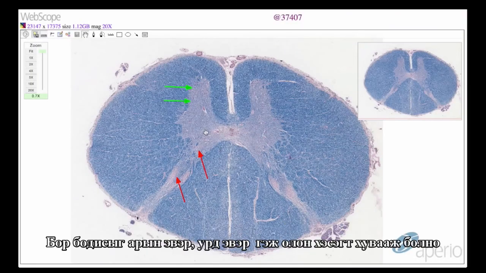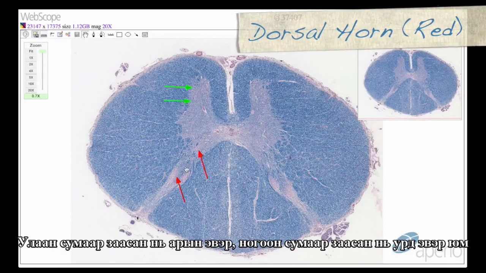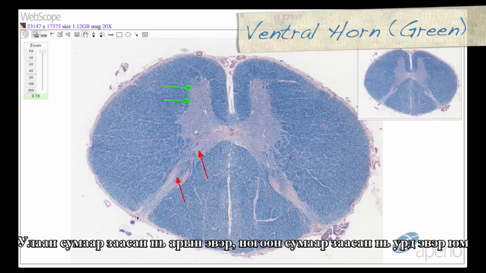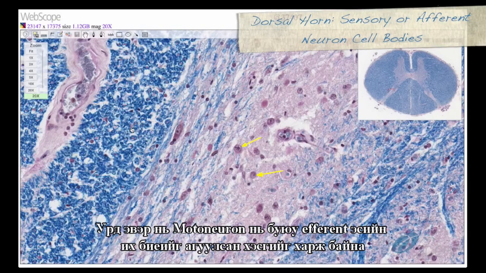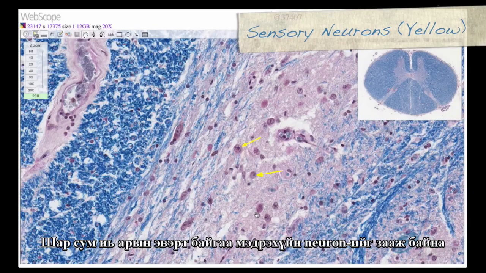The gray matter can be divided into several regions, including the dorsal horn and the ventral horn. The red arrows indicate the dorsal horn, and the green arrows indicate the ventral horn. We are now looking at the dorsal horn using the 20X objective. The dorsal horn contains the cell bodies of sensory or afferent neurons. The yellow arrows point to sensory neurons located within the dorsal horn.